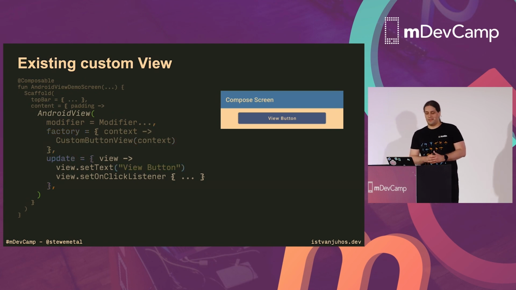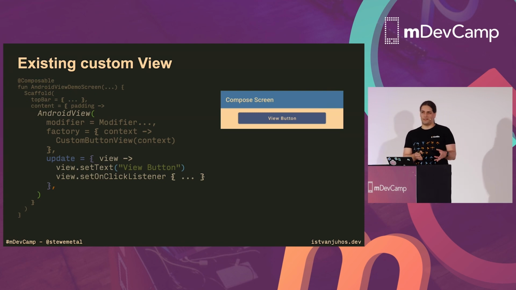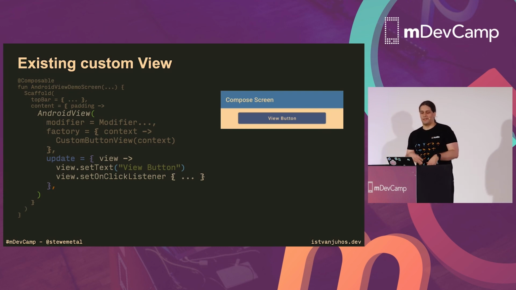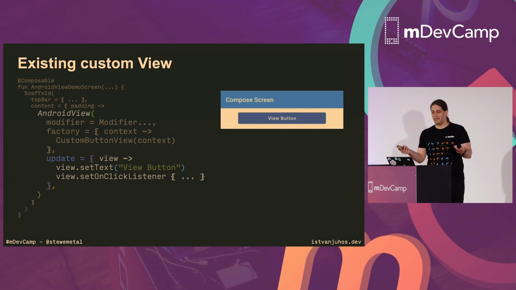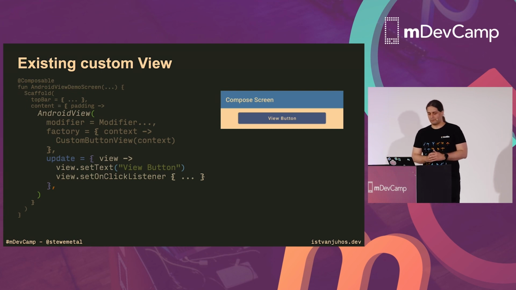The other callback, which is important, is update, where you actually receive the view that you created in factory, the stored instance, of course, and you can do some manipulation on it. You can set the text of this button, add the click listeners, any callbacks you want to. So you could just manipulate the view like you would normally do in an activity or a fragment.